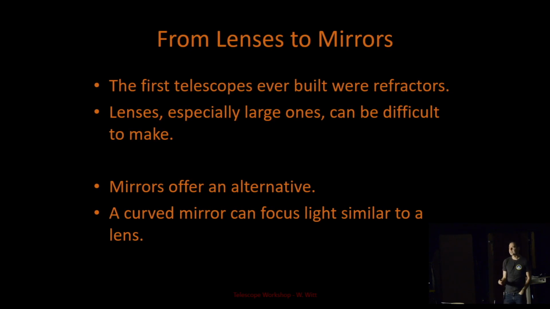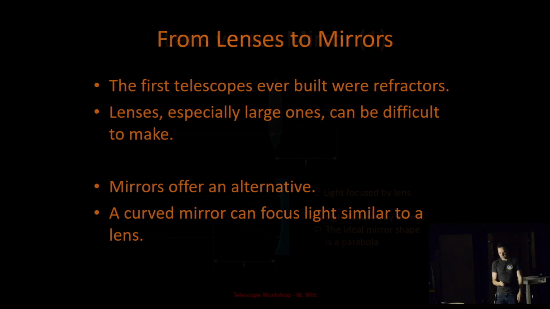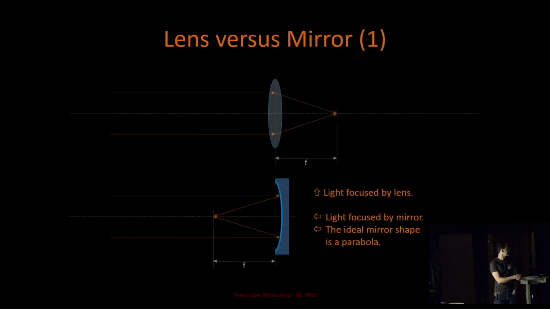Okay, so reflectors, we're moving from lenses to mirrors. Lenses, especially large ones, can be difficult to make, as Swami said. Mirrors are an alternative. A curved mirror can focus light similar to a lens. Well, in a different way, but in a similar fashion.